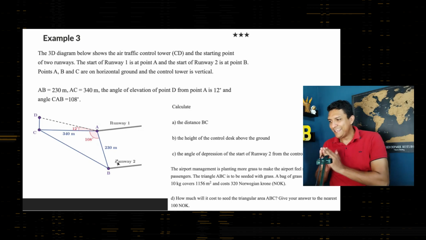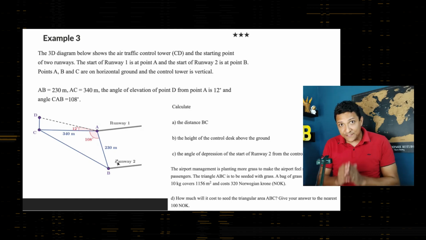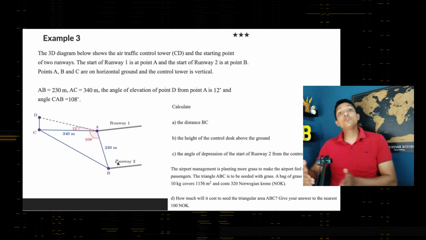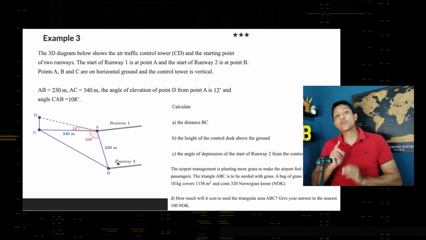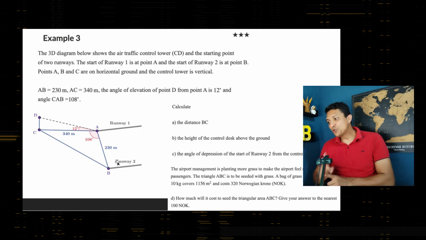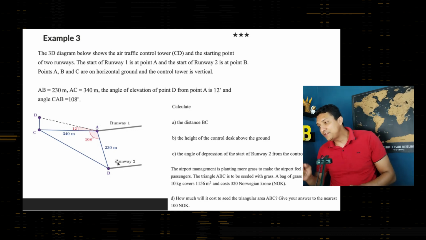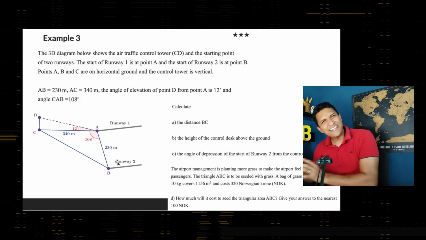Notice something here. They're talking about area. So the first thing that we need to determine is the area that is going to be seeded. Once we have determined that, we're going to work with unit conversion. So we know that 320 NOKs are able to plant 1,156 square meters. That is what we know, and that is what we're going to use.